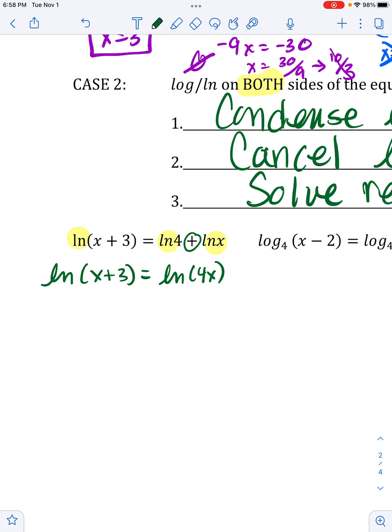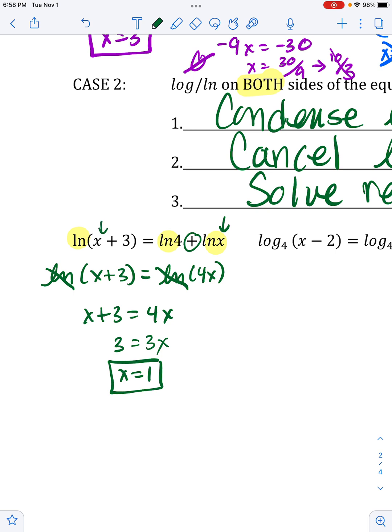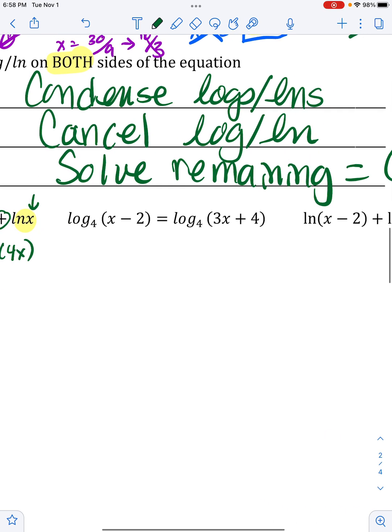So now the only way these will be equal, the natural log of x plus 3 and the natural log of 4x, is if those two remaining pieces are equal. So now I'm pretty quickly into an algebra 1 problem. I take that x over to the other side and I get a 1. I check here, natural log of a positive 1. 1 plus 3 is 4. I don't have any negatives. I'm good to go.